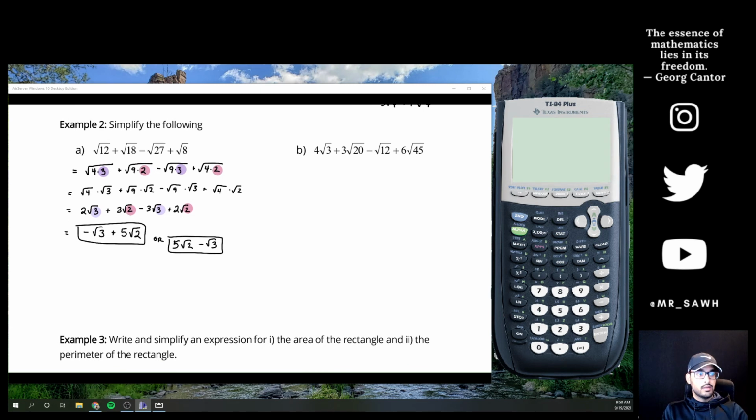So I'll leave B for you to try out, and you'll see the full completed one in the solutions. So you can take a look.